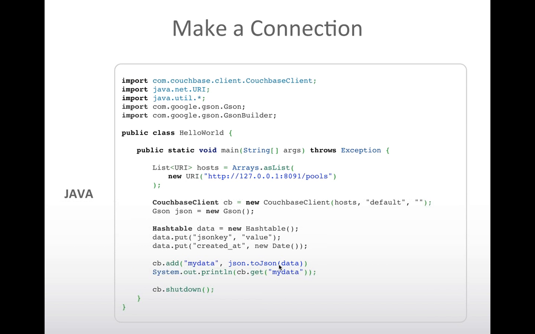So in Java, you do the same. You want to connect, you get the specific URI to your cluster, one or multiple nodes, and you use a specific bucket name, in this case default. When you want to save some data, you will just take a Java object, for example, if you want to put it as a JSON. You use a JSON library to serialize and deserialize, and you do cb.add my data and the JSON information to store the data.